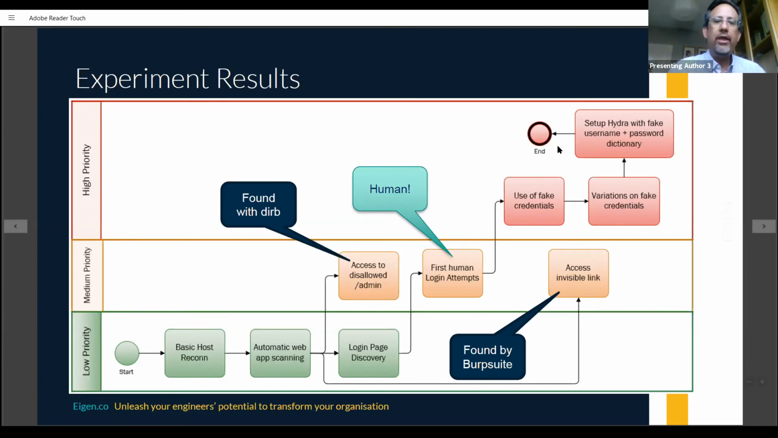The problem with the disallowed entry was that it was found by a tool called DIRB, which uses a technique called fuzzing, which basically tries to guess folder names. Since /admin is a very common folder name, it found it immediately. So, bad choice, but it leads to a recommendation.